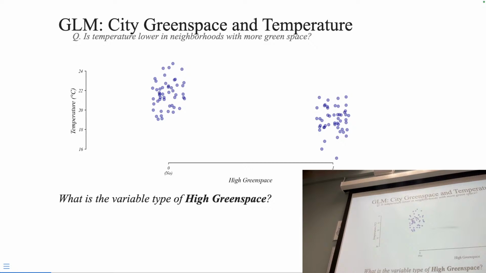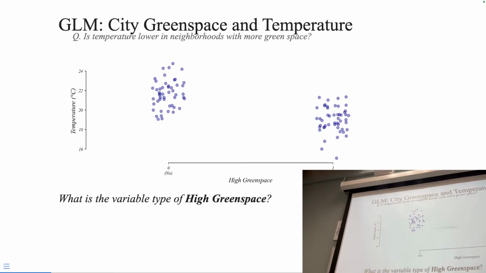Okay, sorry to interrupt your lovely conversations. So what is it? What's the variable type? Yeah, Jackson. Binary categorical. We have two separate categories, and those categories are high green space or low green space.